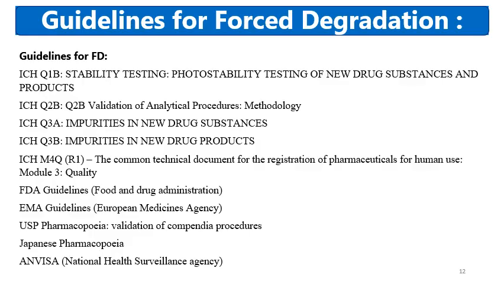Then these guidelines are there for forced degradation. Mainly the ICH guidelines are there, FDA guidelines are there, EMA guidelines are there. USP and Japanese pharmacopoeia also give information about forced degradation. And currently, ANVISA has given a new guideline which involves the metal ion catalyzed oxidation study.